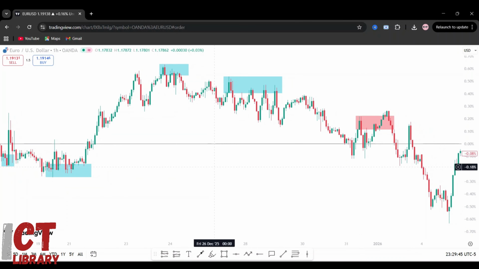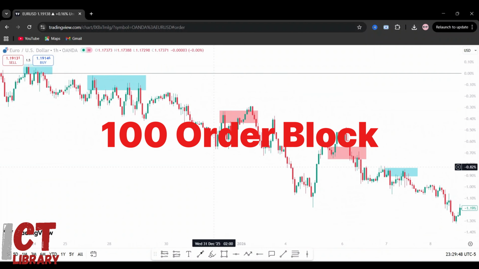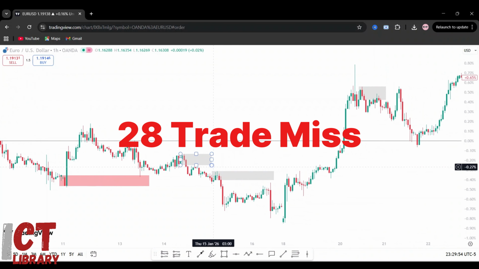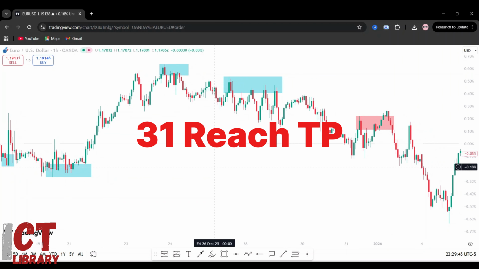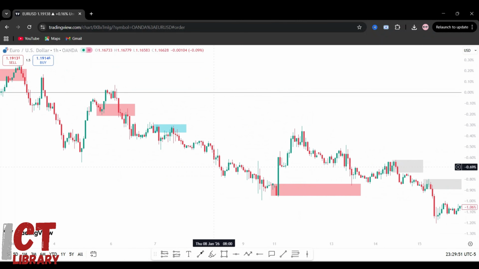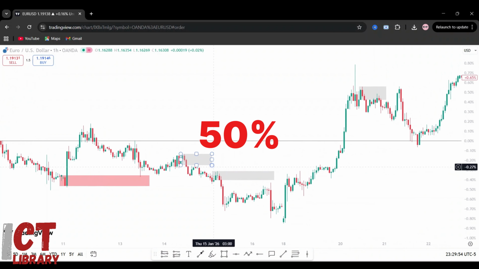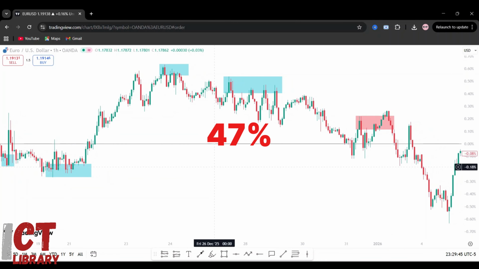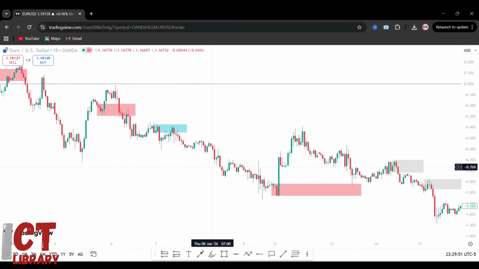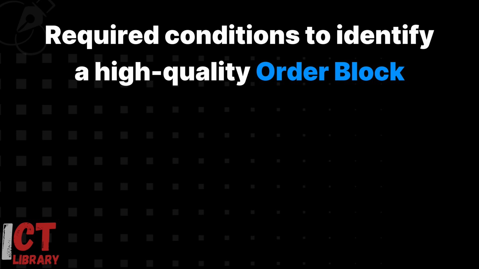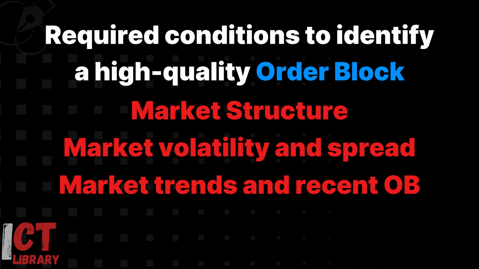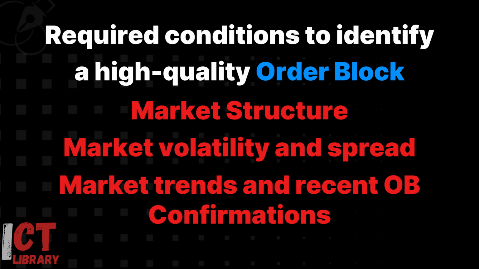Backtesting results. We tested this strategy across 100 order block setups on the Euro-Dollar 1-hour time frame. Out of 100 setups, 28 trades were never triggered, 41 resulted in losses, and 31 reached full profit targets. This produced a 43% win rate with a maximum drawdown of 10%. Despite the win rate being below 50%, the strategy delivered a 47% account growth, proving that proper risk management and structure outperform raw accuracy. During testing, we also discovered that when specific conditions align with order blocks, win rates improve significantly. Additionally, recurring price patterns emerged that greatly amplified trading returns.